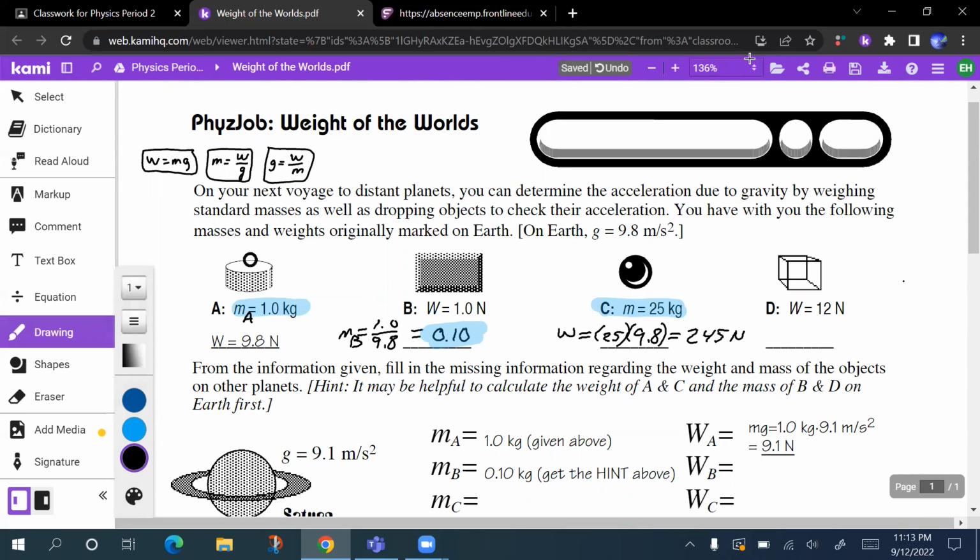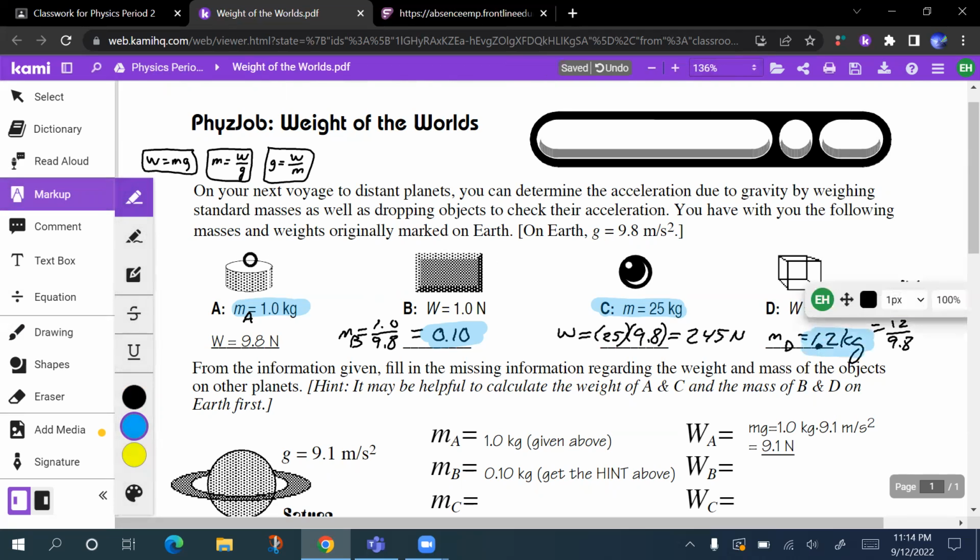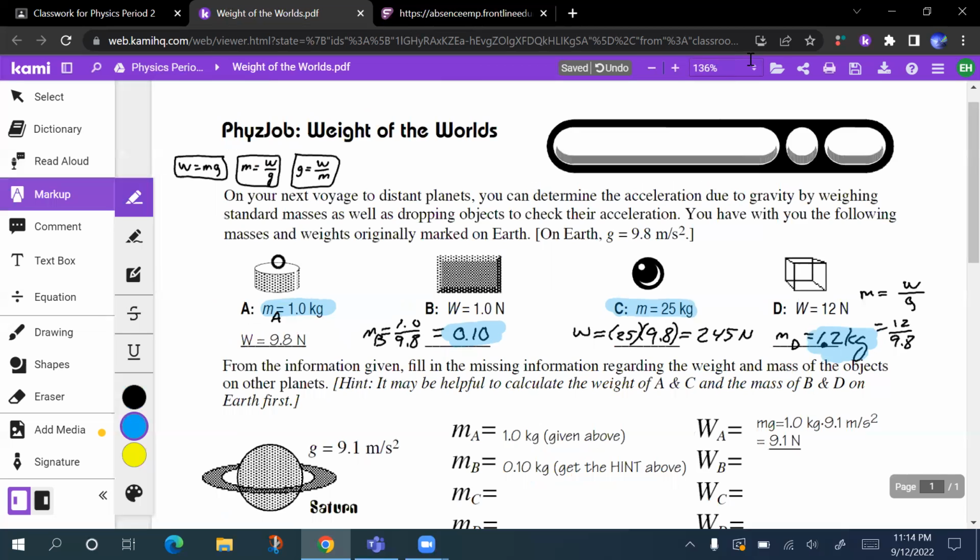Okay, and then finally, weight D. Given weight D, we can figure out the mass, right? It's going to be the weight divided by g, which would be 12 newtons divided by 9.8. So if we take 12 divided by 9.8, we get mass D, which is about 1.2 kilograms. Okay, I'm going to highlight that one too. So I'm highlighting all the masses to keep track of all the masses.